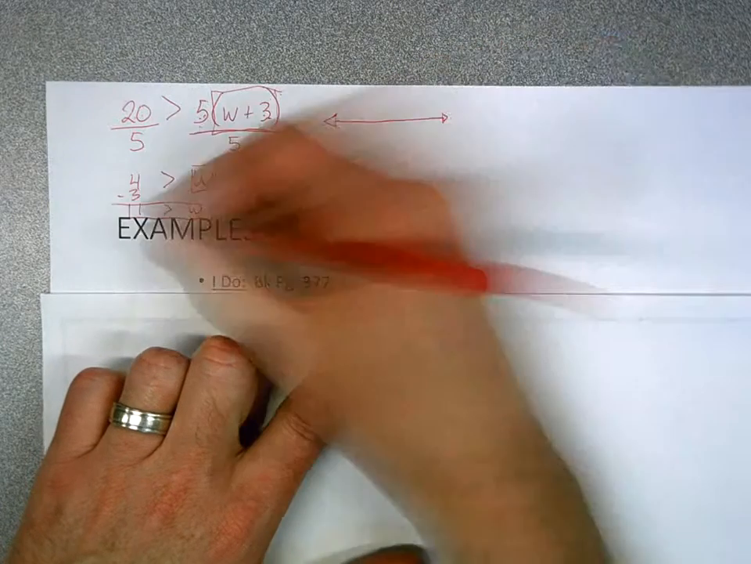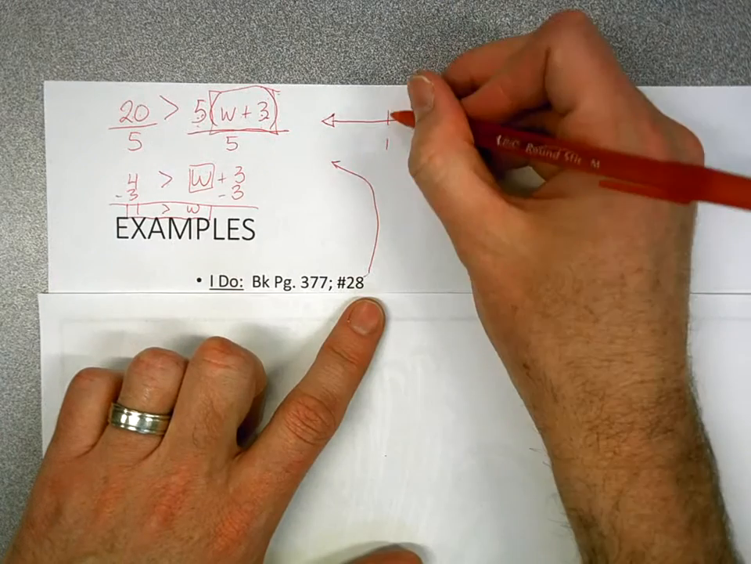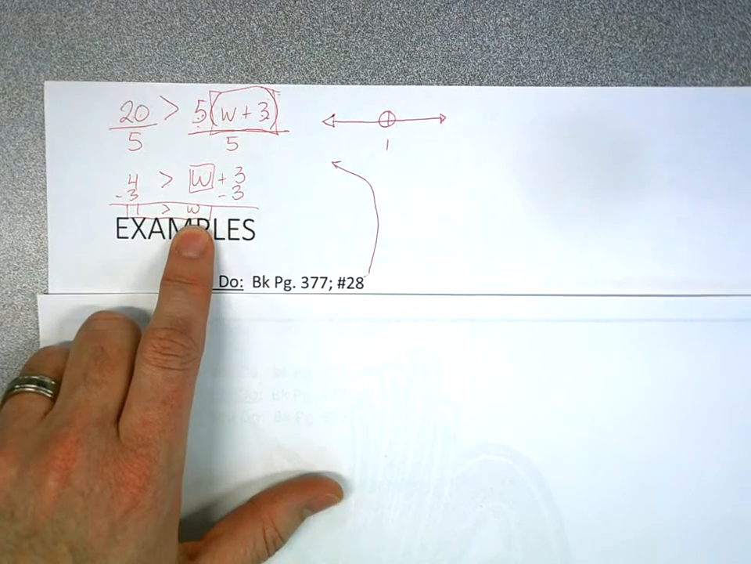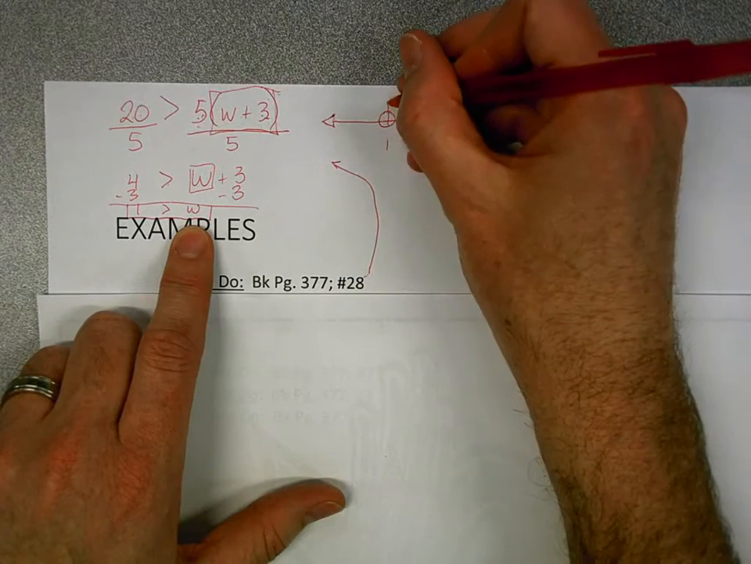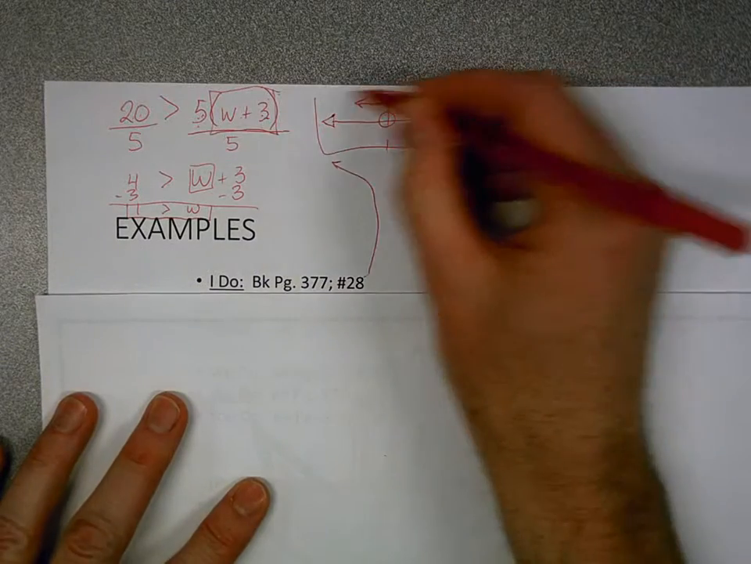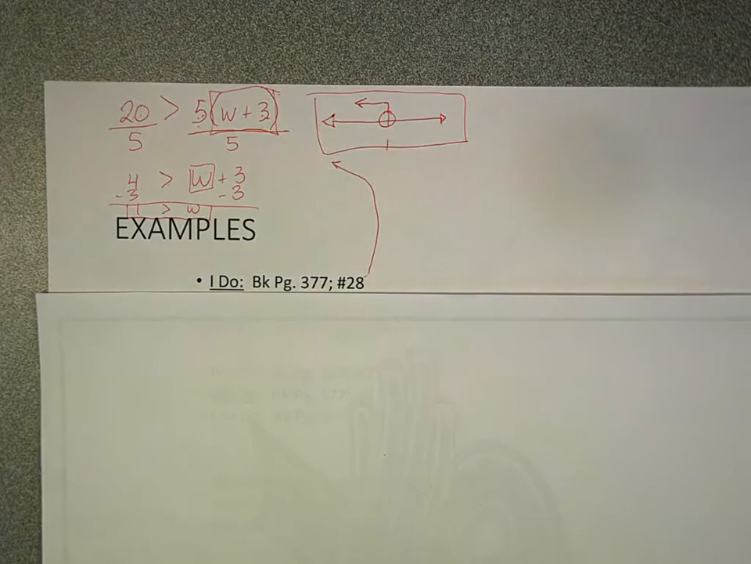So I'll place my reference number, my 1 there. There is no equal sign, so it's a circle. W is not being eaten by the alligator mouth, right? Meaning it's smaller. So I point my arrow to the smaller numbers. And there's my graph. All right? Questions about that?